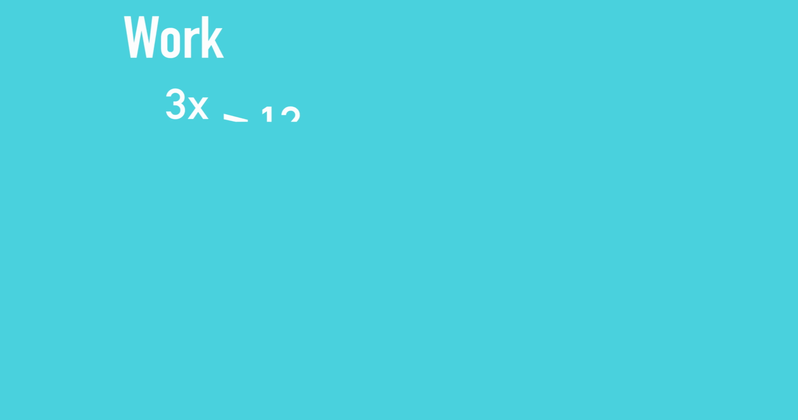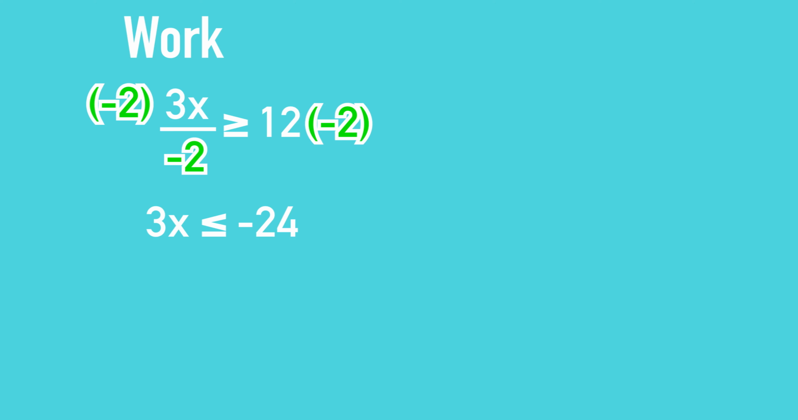Now let's look at 3x divided by -2 is greater than or equal to 12. There is no addition or subtraction, so we will undo the division and multiplication. We will first undo the division by multiplying both sides by -2. This will divide with the -2 in the expression, leaving behind 3x, and negative 2 times 12 is 24. Because we multiplied by a negative number, we must swap the direction of the inequality. So now we have 3x is less than or equal to negative 24.